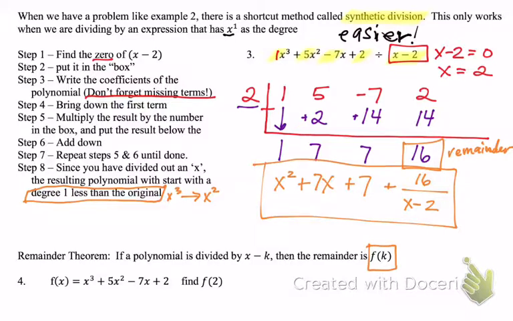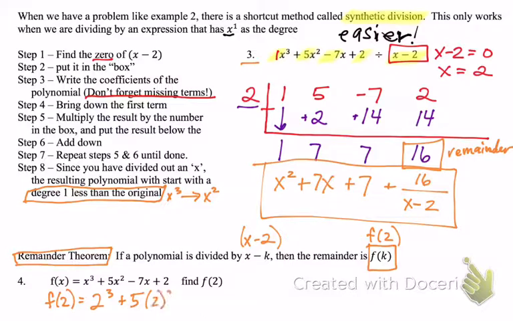So what I mean by that is, if I look at number 3, I divided it by x minus 2, then that means that my remainder is whatever f of 2 is. That's called the remainder theorem. So if I plug in 2 everywhere that I see an x, I would get 2 cubed plus 5 times 2 squared minus 7 times 2 plus 2.